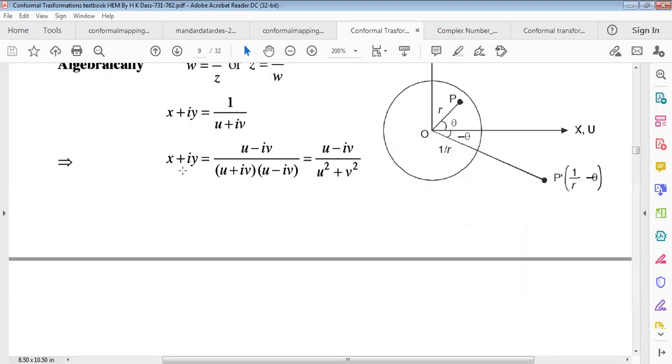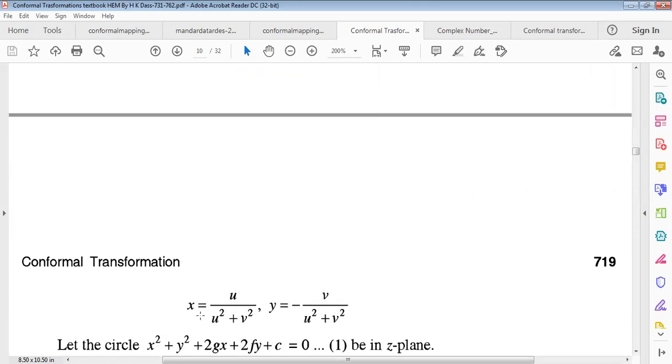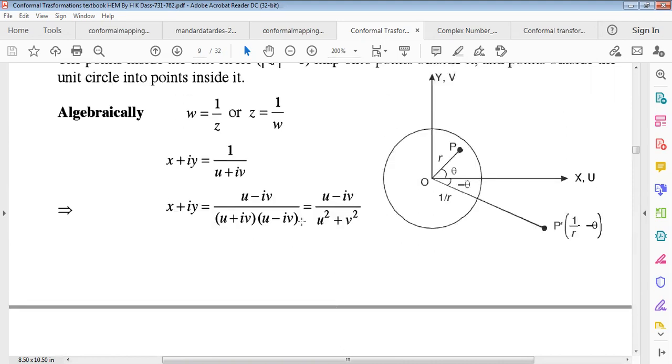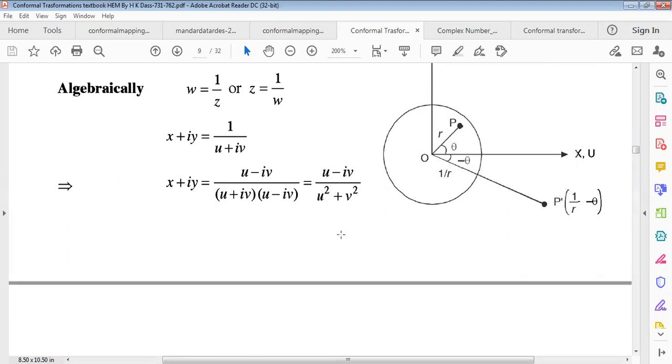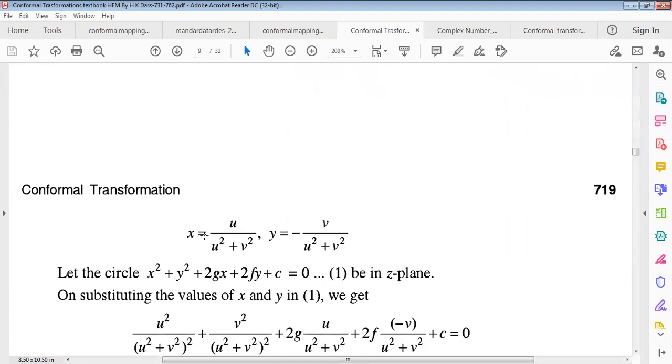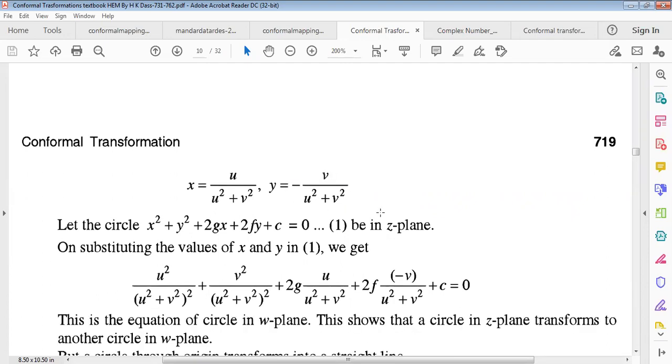Minus 1. Then X equals the real part and Y equals the imaginary part, equating real and imaginary parts: U divided by this, minus iV divided by this. Then equating real and imaginary parts, X equals U divided by U square plus V square, and Y equals minus V divided by U square plus V square. Let us consider the circle equation.